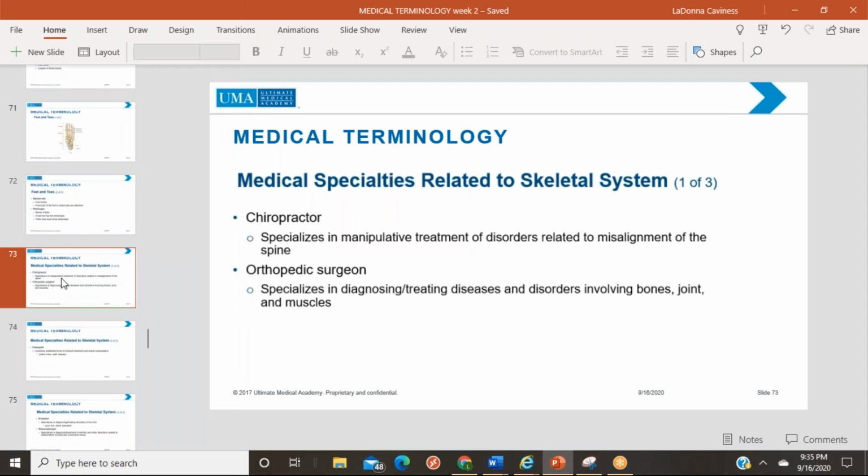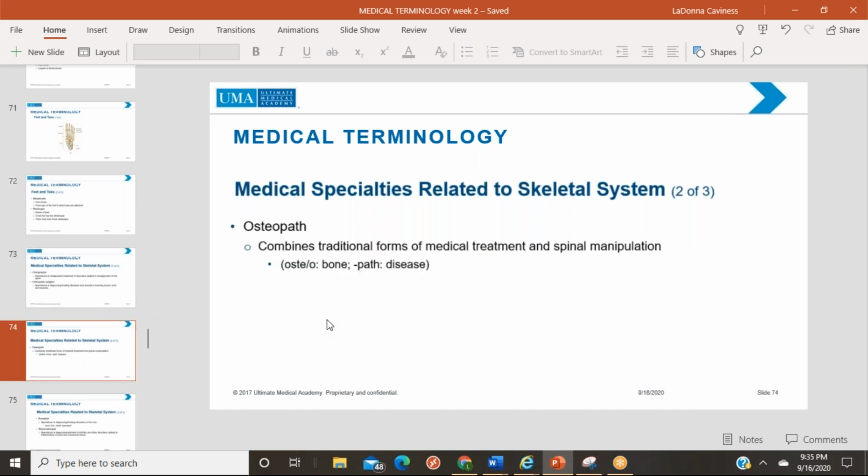All right, medical specialties related to the skeletal system. Let's talk about the chiropractor. They specialize in manipulation and treatment of disorders related to misalignment of the spine. The orthopedic surgeon specializes in diagnosing and treating diseases and disorders involving bones, joints, and muscles.